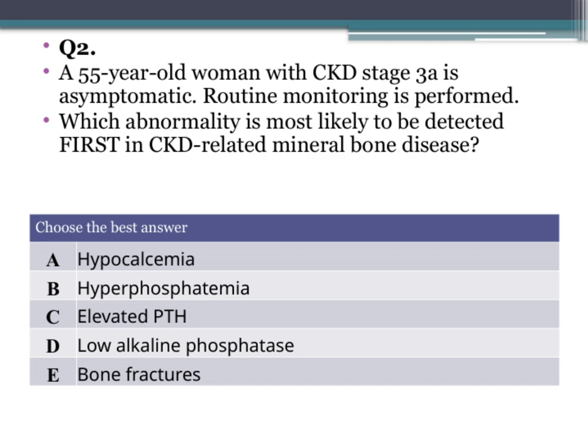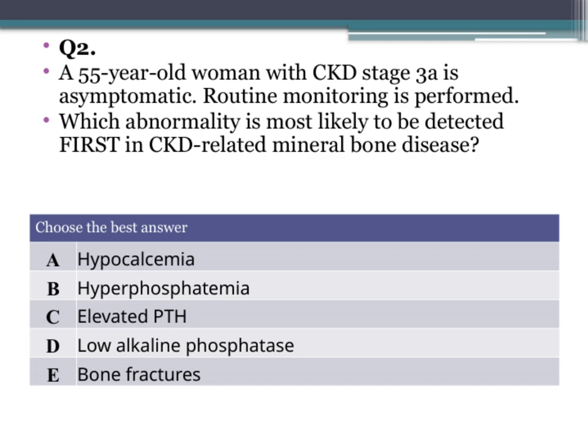Now, in CKD, the mineral and bone disorder progresses through a sequence of changes. Early on, the kidneys start to struggle with phosphate excretion, leading to phosphate retention. This triggers an increase in parathyroid hormone, or PTH, as the body tries to maintain calcium and phosphate balance. So, even before any symptoms or significant changes in calcium or bone structure, the first detectable abnormality is typically an increase in PTH levels, what we call secondary hyperparathyroidism.